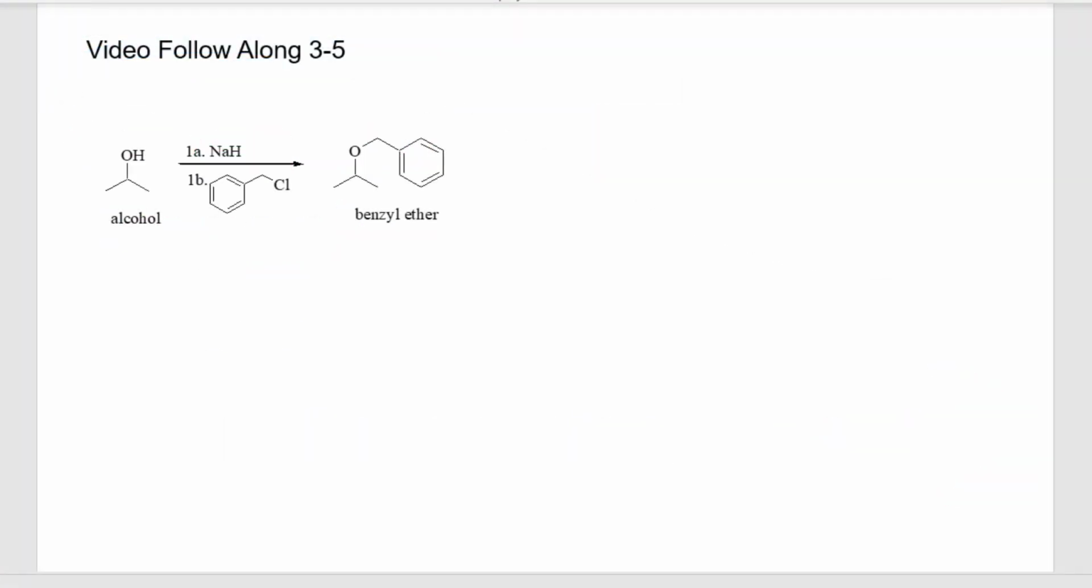Okay, so in the first step, we're doing acid-base chemistry with the H- as our base. Why? Well, I like deprotonating alcohols using H- because it's irreversible.